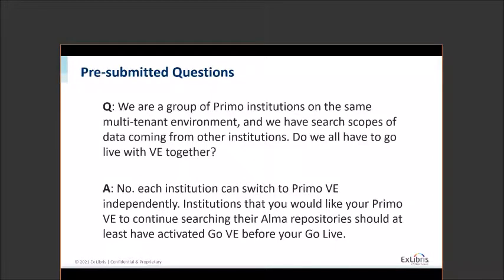Here's another question. We are a group of Primo institutions on the same multi-tenant environment, and we have configured search scopes containing records coming from other institutions. Do we all have to go live with Primo V together? Here as well, the answer is that the members of this group of Primo institutions don't have to switch to Primo VE at the same time. Institutions that you would like your Primo VE to continue searching their Alma repositories should have activated GoV by the time your institution is interested in switching over to Primo V. Now, if there's any problem with this, please contact us and we'll find a solution.